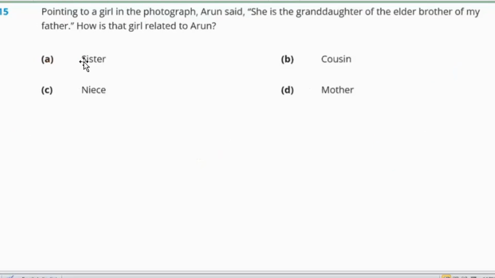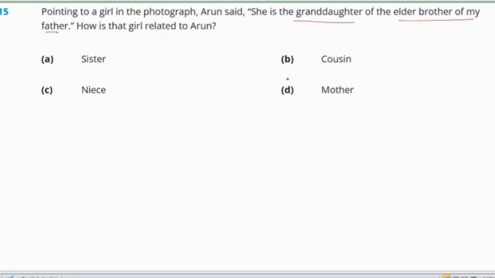Got it? Now we are moving towards question number 15. Question number 15 says that pointing to a girl in the photograph, Arjun said, she is the granddaughter of the elder brother of my father. So how is that girl related to Arjun?